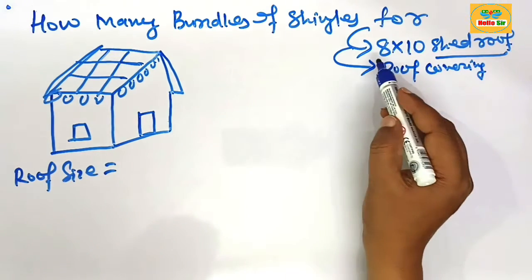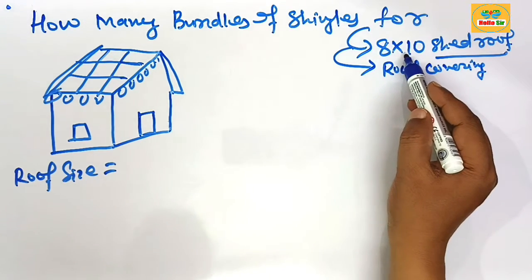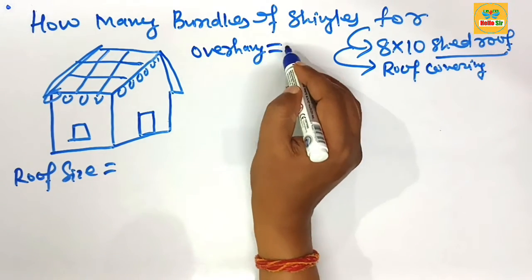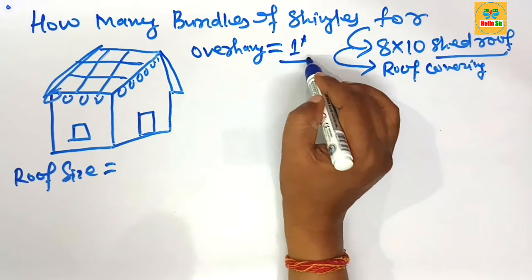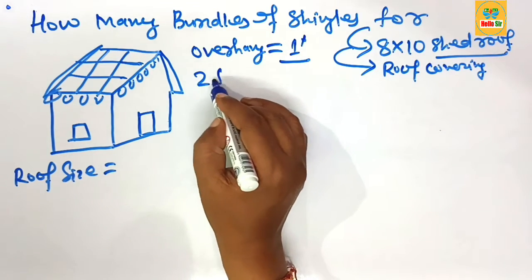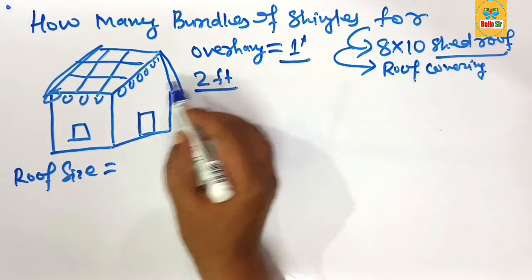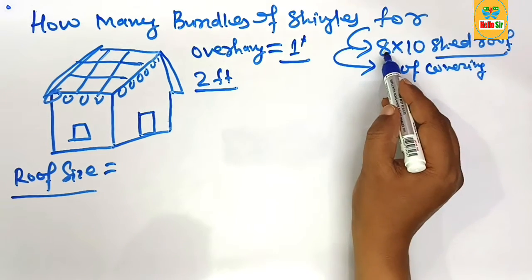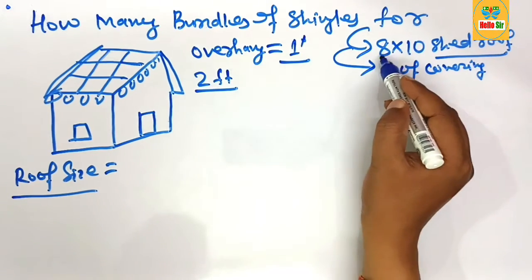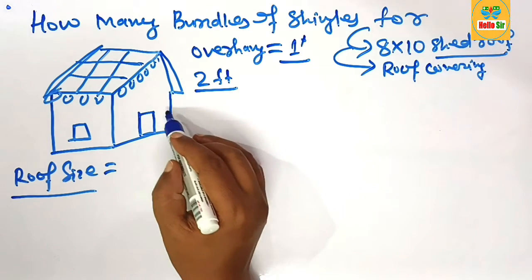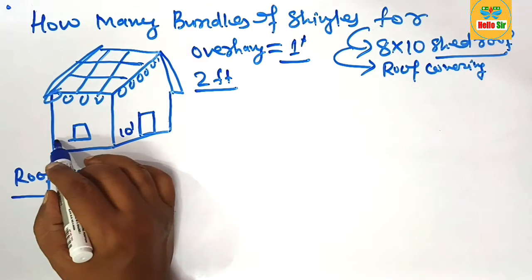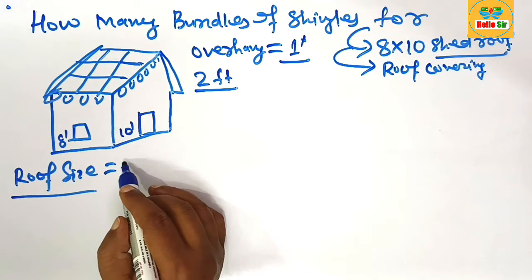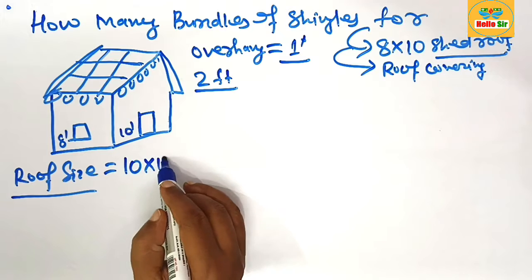Roof size generally is not equal to the dimension of the shed roof. It means the overhang length is approximately 1 foot on each side. That's why you take 2 foot overhang length for the roof structure. It means the roof size will increase from 8 by 10 foot. You just add 2 foot in both dimensions, that is here 10 foot and that is 8 foot. That's why it will come to about 10 multiplied by 12 foot.